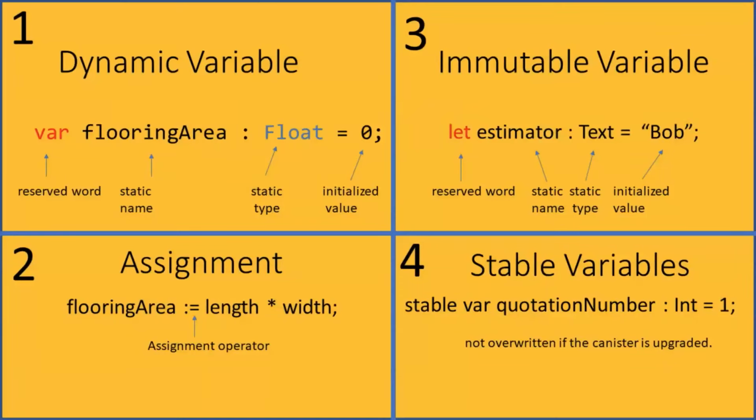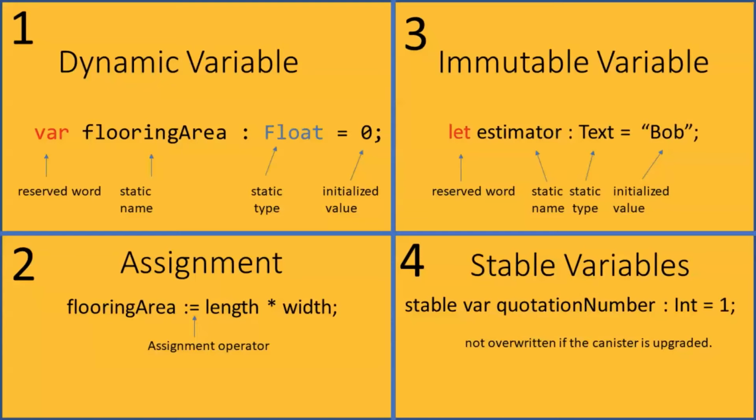We need to store some information, and we use variables to do so. There are four things you need to understand about variables. The first is how to declare a dynamic variable, and we use the reserved word var, which is short for variable. We provide a static name so that we can reference the variable easily, in this case, flooring area. And then we declare the static type that's going to hold, in this case, float, which is Motoko's floating point type. Floats are numbers that can have decimal values. The syntax requires a colon before the type, and by using an equal sign followed by the value, we can provide the initial value and complete the declaration.